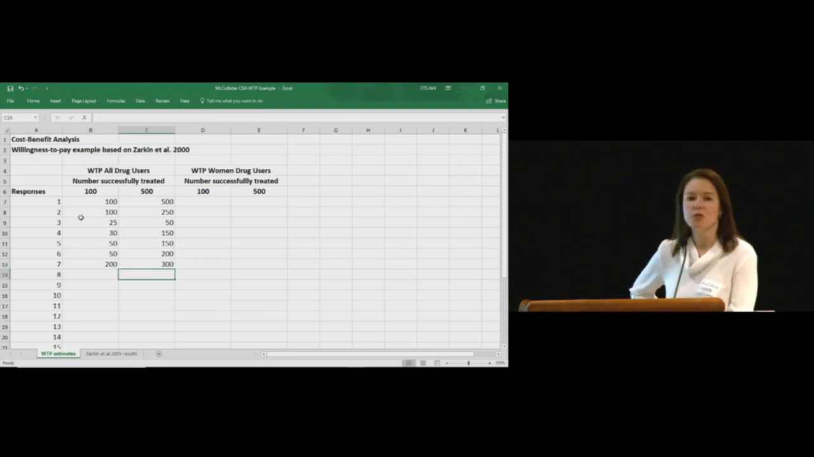So let's move over to women. The question here was, do people feel differently about women with substance use disorders? You can tell this was written a while ago because they say drug abuse, and we're not supposed to say that now, it's substance use disorders. But anyway, how about successfully treating 100 female substance users?